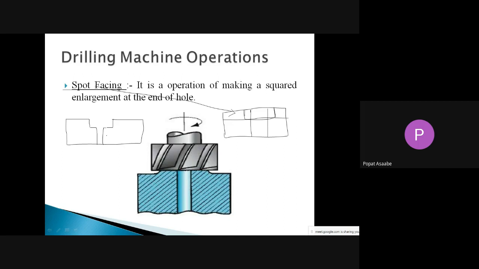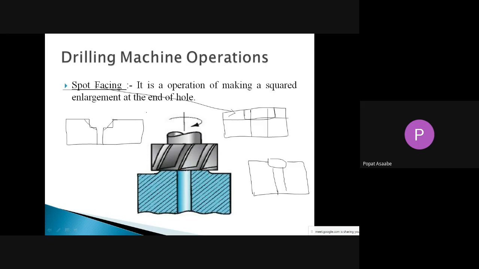Okay, in counterboring, we can produce the cylindrical enlargement, like this. Cylindrical enlargement we can carry out, and in countersinking we can carry out conical enlargement. We can carry out the conical enlargement. Okay, this is the spot facing.